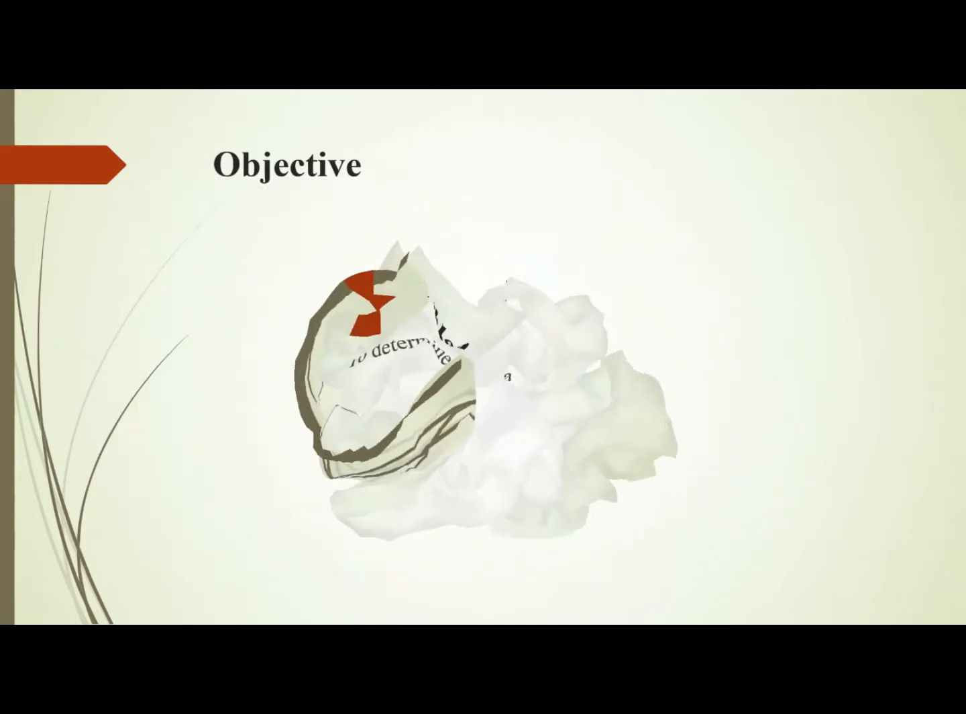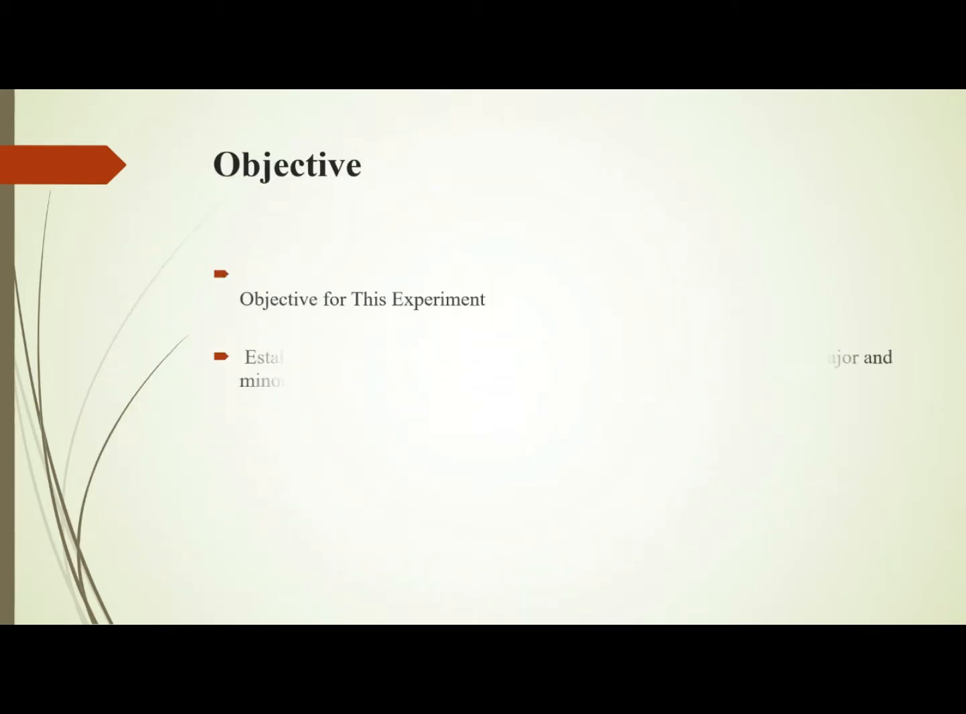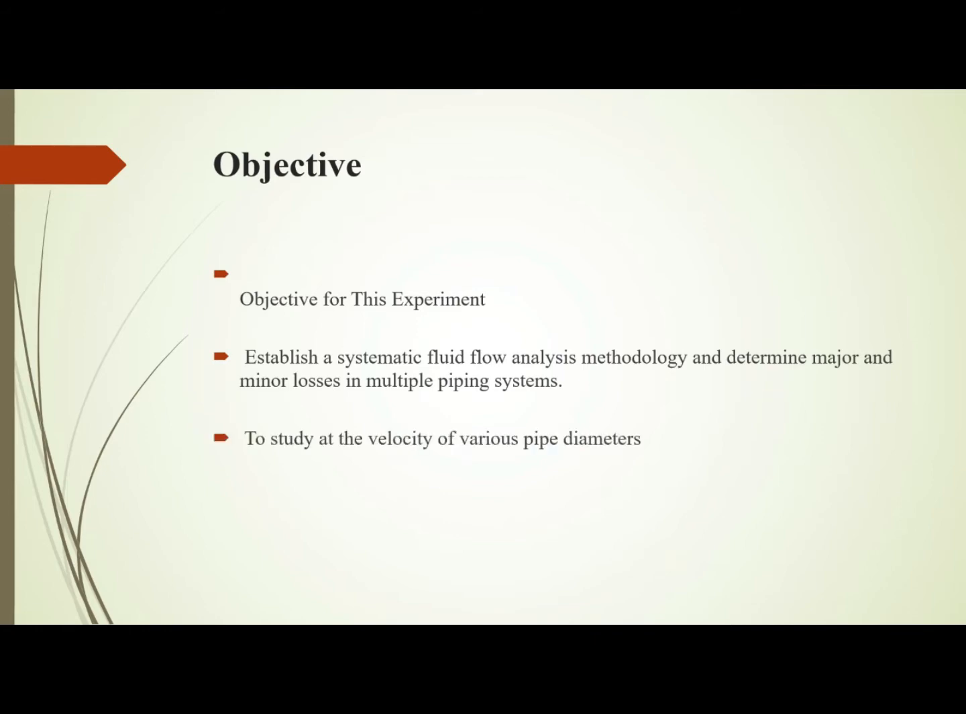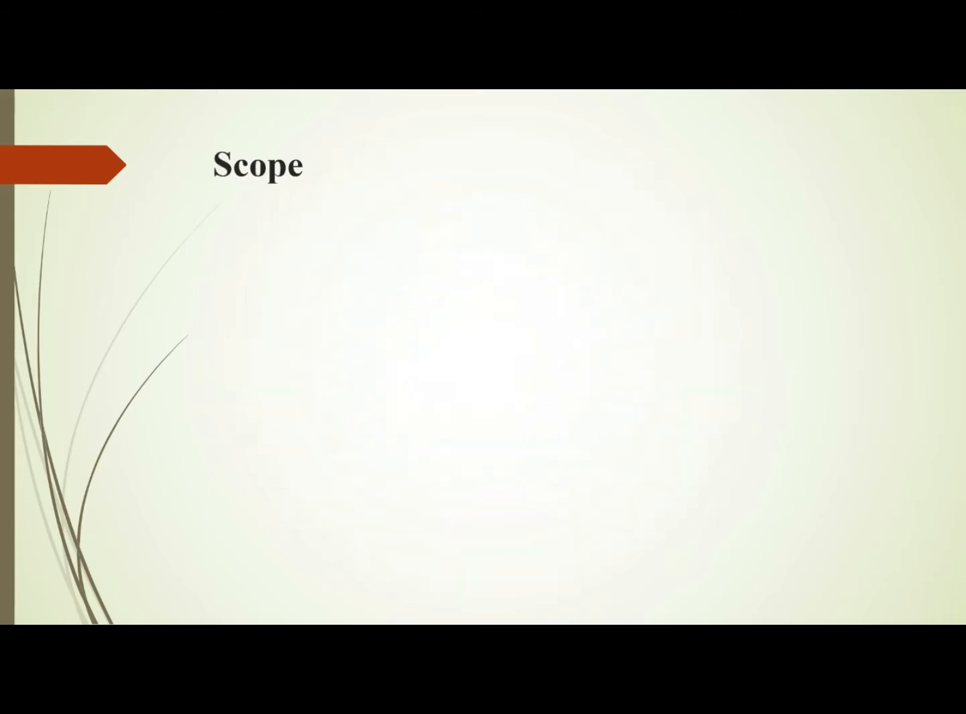And next I would like to talk about the problem statement. In this lab we have one problem statement, which is to determine the systematic fluid flow analysis. Next there are two objectives for this report, that is to establish a systematic fluid flow analysis methodology and determine the major and minor losses in multiple piping systems. And next is to study the velocity of the various pipe diameters.